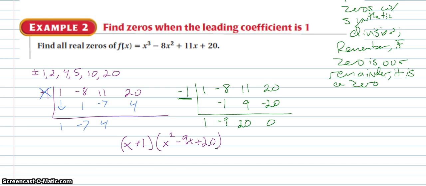Now I'm looking at this, I'm thinking, okay, get a product of 20, sum of -9, I know that's going to be x minus 5, x minus 4. So I know my zeros are -1, 5, and 4.